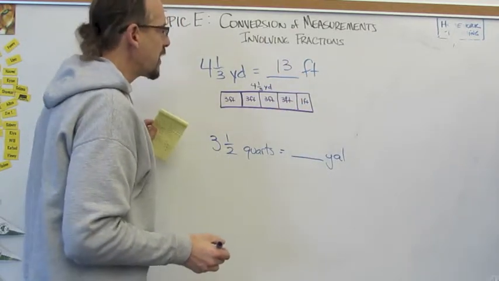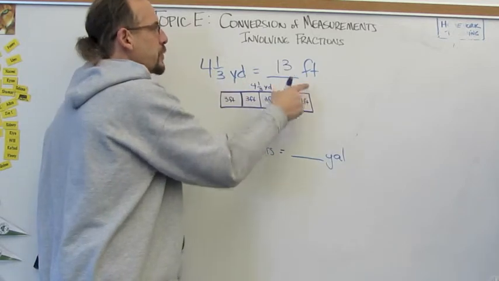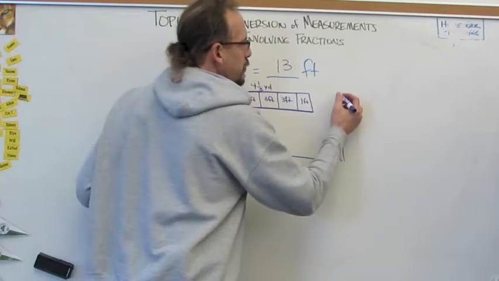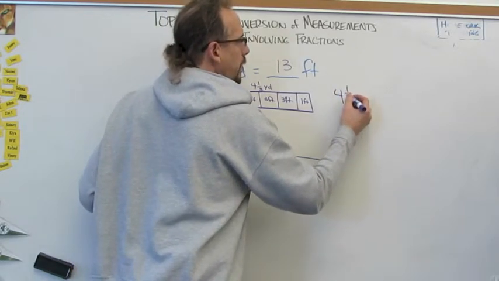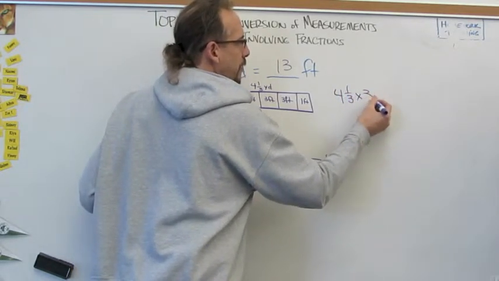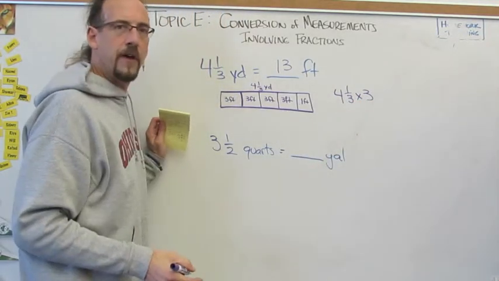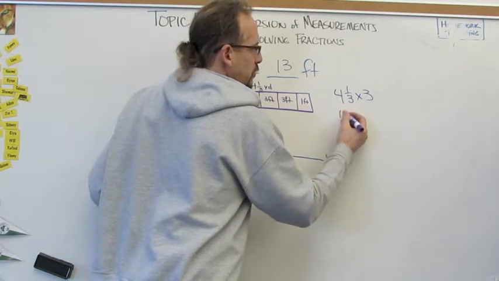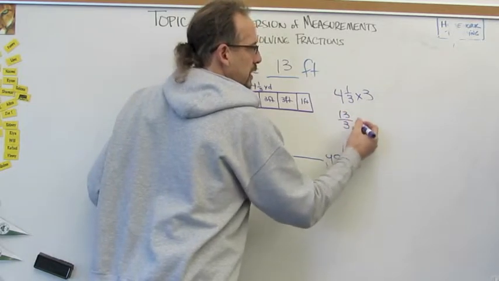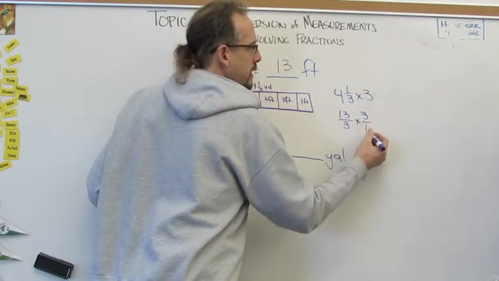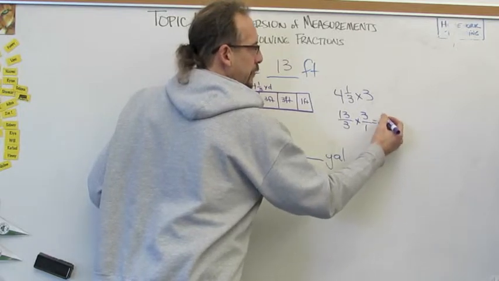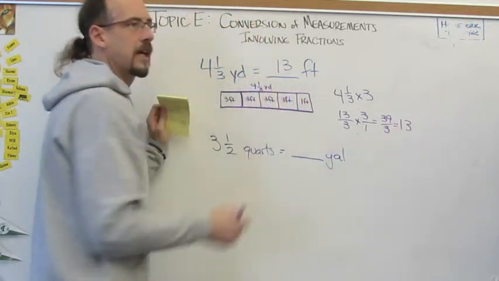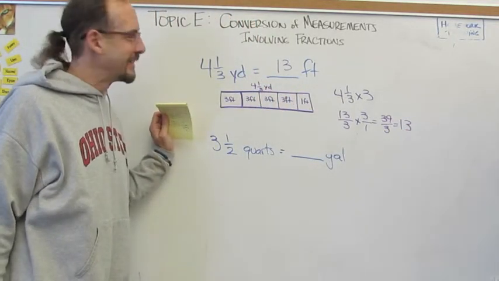Or I could think about how when I go from a large to a small unit, I multiply by the conversion factor. So I could do 4 1/3 times 3. 3 is the conversion factor because there's 3 feet in 1 yard. And I could change this to 13/3 times 3, which equals 39/3, which is equal to 13. Again, we still get our 13 feet.